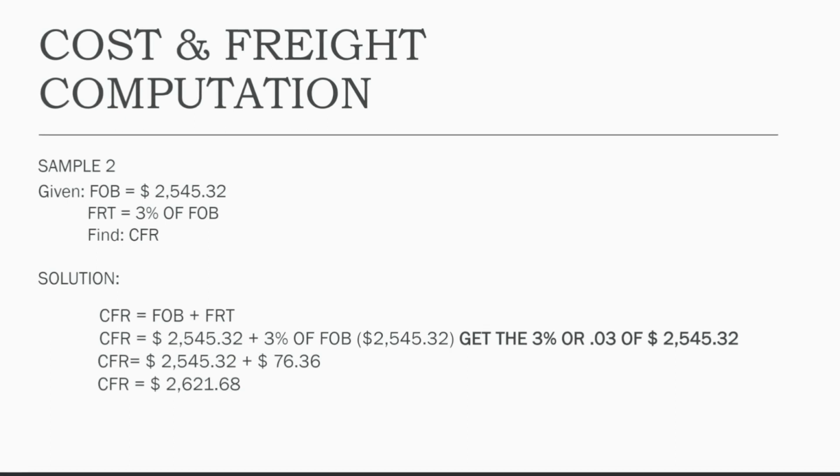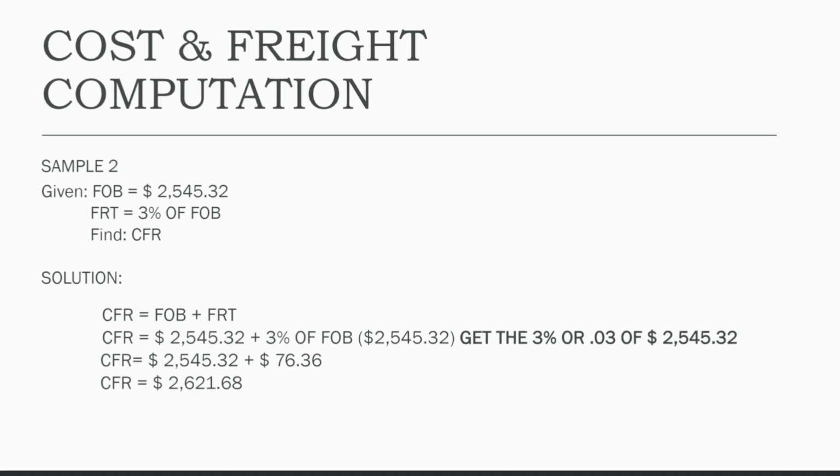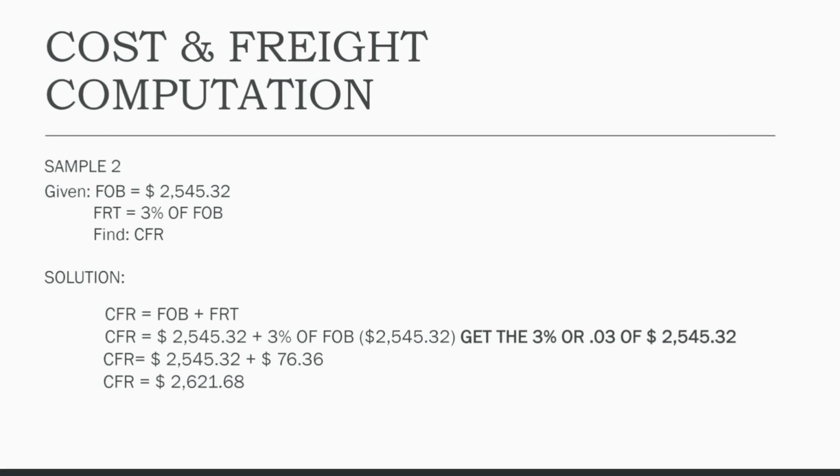Then substitute: CFR is equal to $2,545.32 US dollars plus the 3% of FOB. You just need to compute for the 3% of the FOB, or 0.03 of 2,545.32. When you compute for that, you're going to get 76.36 US dollars. And then continue: 2,545.32 plus your freight, which is the 3% of FOB or 76.36 US dollars, is equal to your CFR. So when you compute with your calculator, you'll get CFR is equal to 2,621.68.